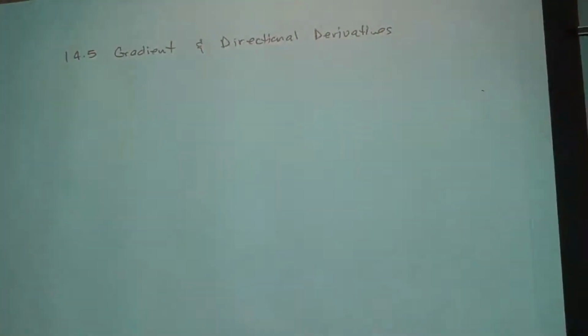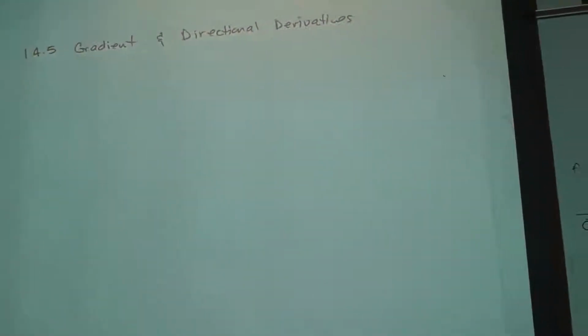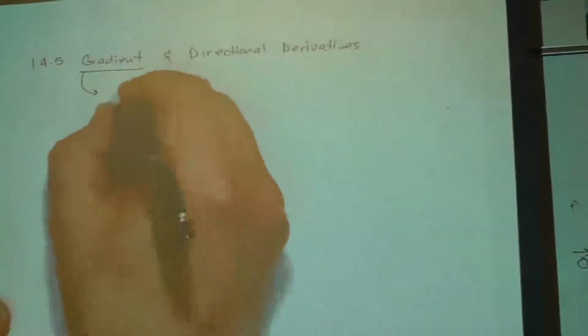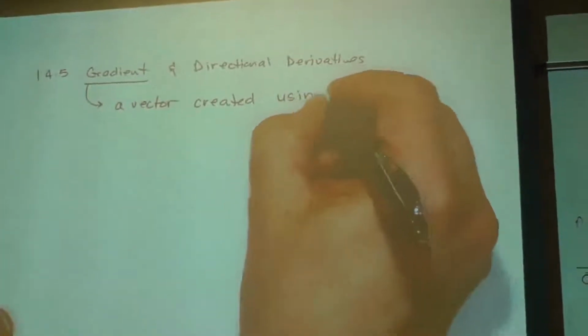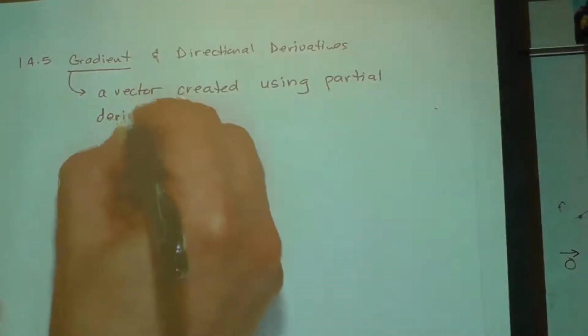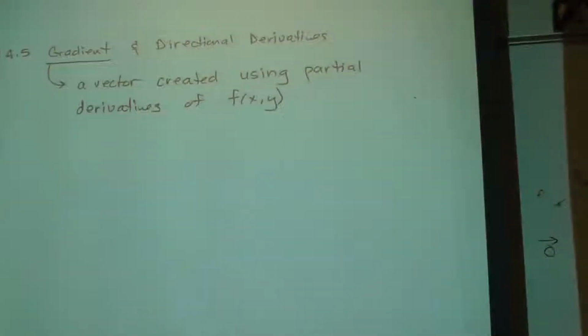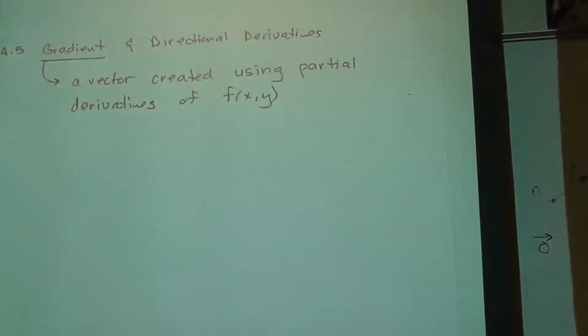Okay. First off, I'm just going to show you how to calculate the gradient. I'm going to go into what the gradient is, but I want to get the rudiments of the calculation down pat because it's a really good partial derivative review. You still need partial derivatives. The gradient is a vector created using partial derivatives of a multivariable function. Okay. Most often it's going to be a two-variable multivariable function, a function of x and y.